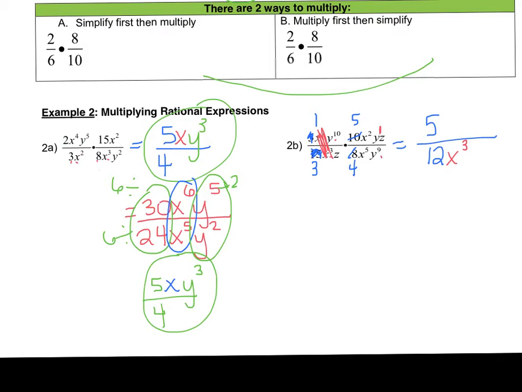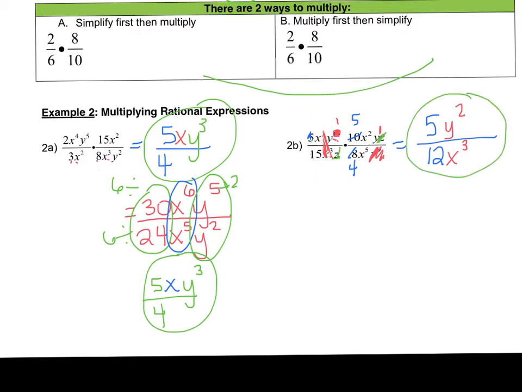So I'm going to look at this 10 and the 9. And 10 minus 9 leaves me with just 1. So this is y to the first. Y to the first and y to the first is y to the second. Last but not least, I'm going to deal with the z's. I have 1 on top and 1 on the bottom, and those are going to cancel out. So this is the final answer.